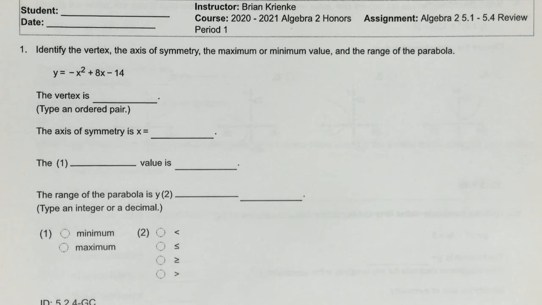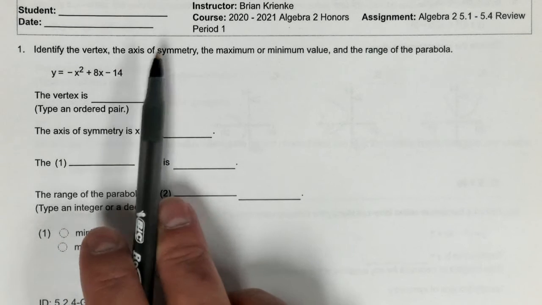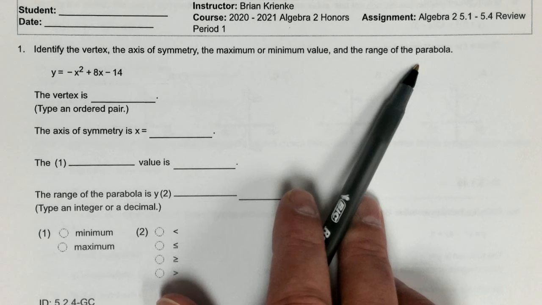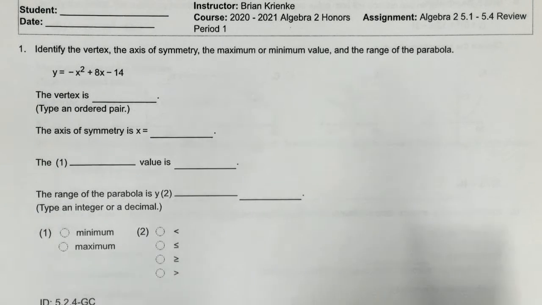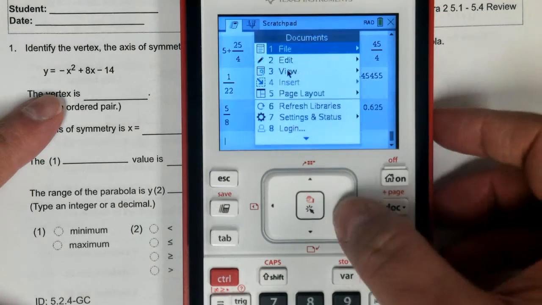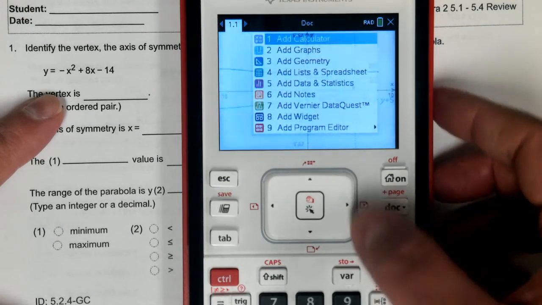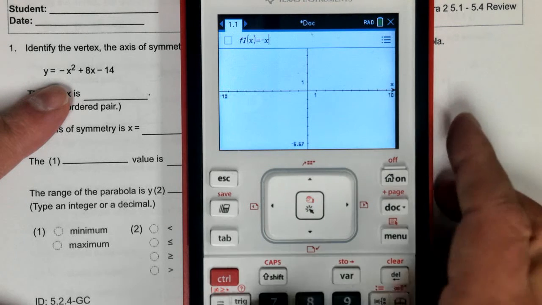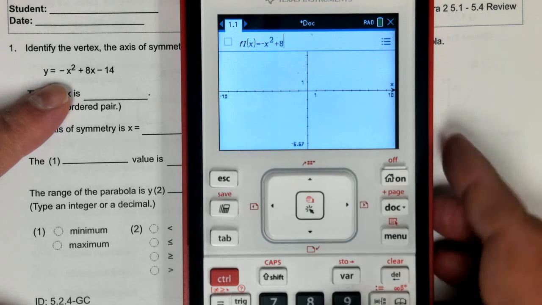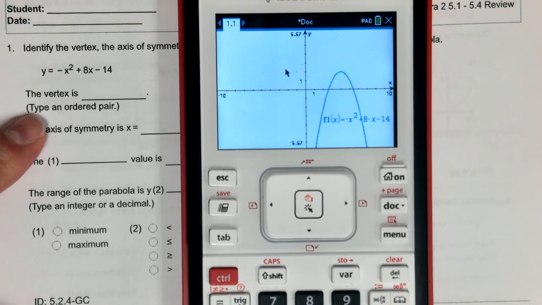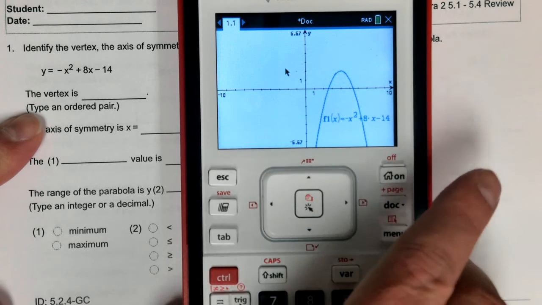So to start with, this one says identify the vertex, the axis of symmetry, the maximum or minimum value, and the range. So here's your equation. The first step you would do is to go to your calculator, add a graph, and put negative x squared plus 8x minus 14. Okay, there's your graph. So the vertex is either a maximum or minimum. In this case, it's a maximum.